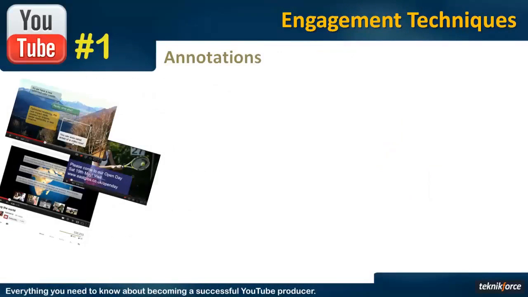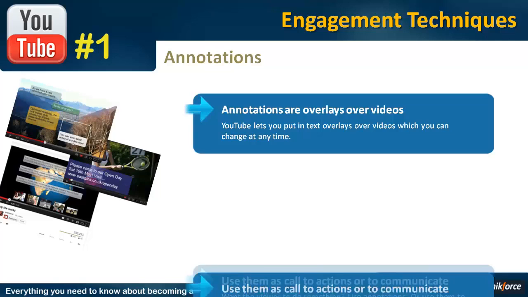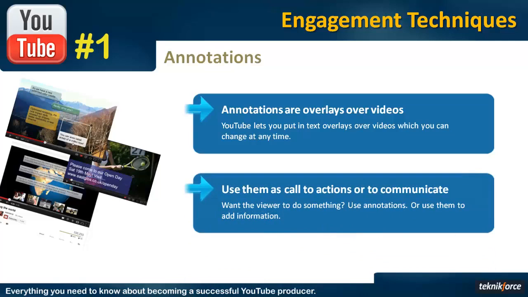Annotations are overlays over the actual video. Right now, YouTube supports only text annotations and you can put them right on the top of the video. It hides the content of the video, but it's very effective because annotations support linking and can be used to make the viewer take action. You can use them as call to actions.